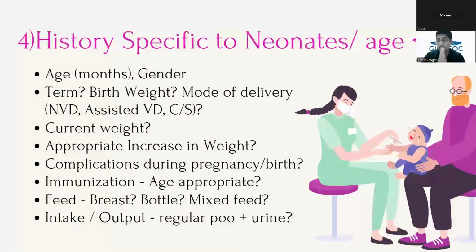Feeding, yes, for neonates and age less than 1, definite question. Are they on breastfeeding? Are they on bottle feed, or are they on a mixed feed, meaning breast and bottle both? Intake output. Do they have regular poo and urine? Until the age of 1, you can say that the baby can poo maybe about 3 to 4 times a day. It's normal if they're on breastfeed. It's very normal, and it continues decreasing after that.